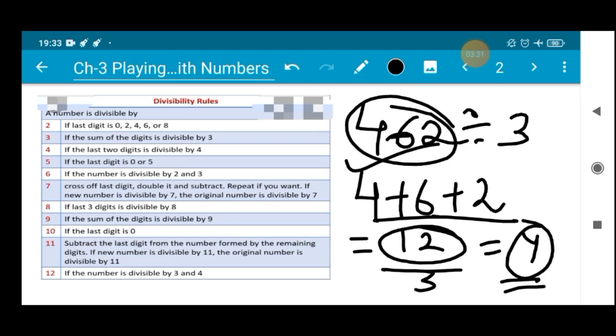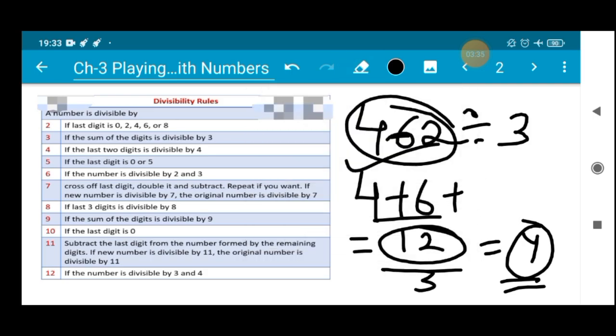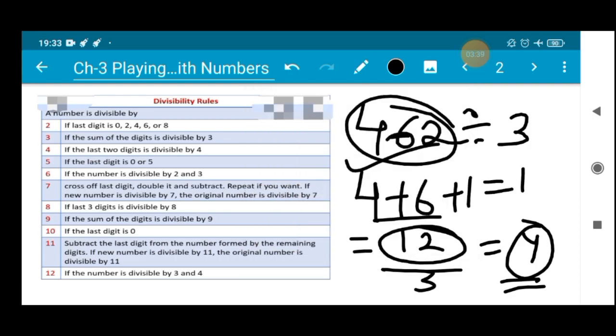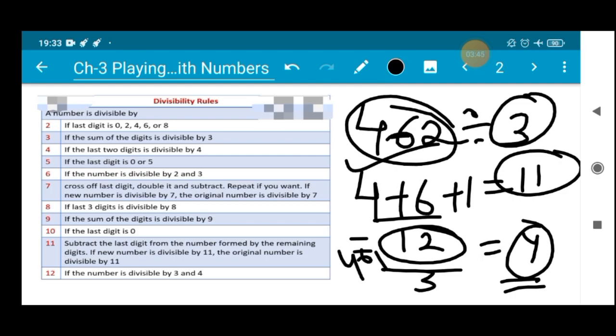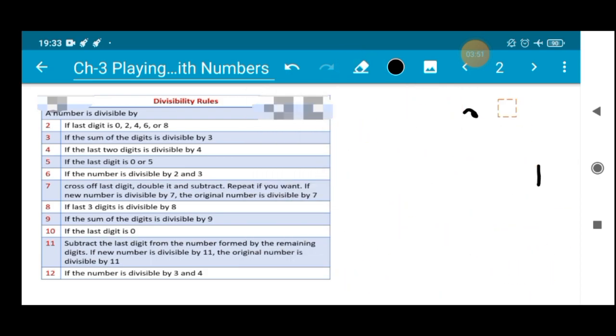If on addition of the digits you get a number, suppose 11, then you know that 11 is not divisible by 3. So we will also say that 461 will not be divisible by 3. So this is how we differentiate whether the given number is divisible by 2 or 3. This is how we do it.